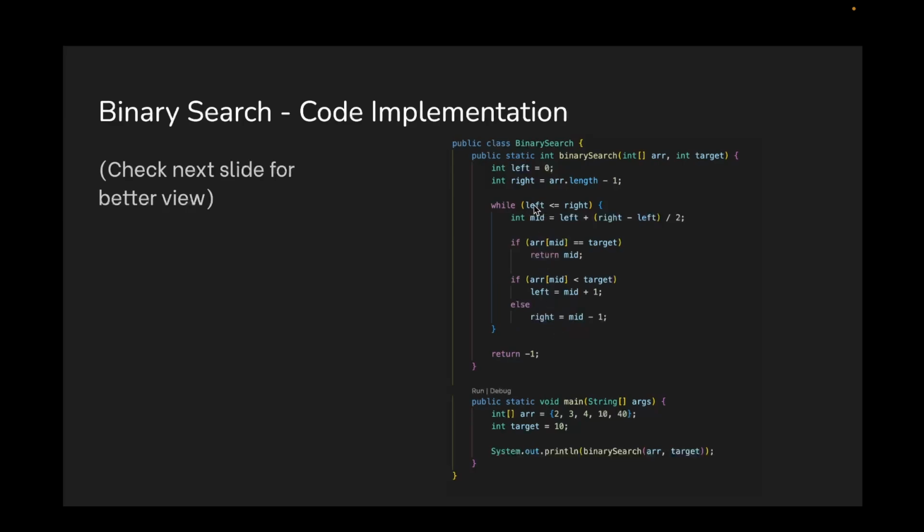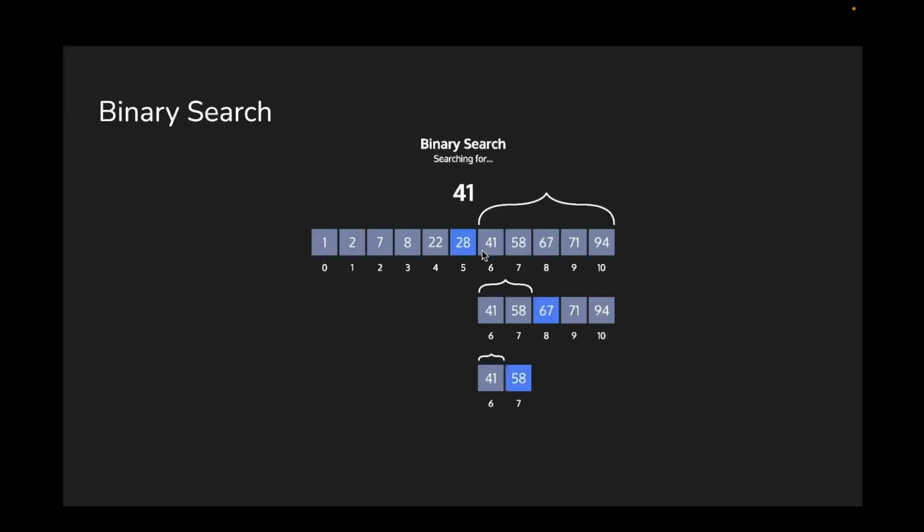So we check while left is less than or equal to right, because if left is greater than right, that means that the index on this side is going to be past the index on that side. That means we've incremented it beyond a certain point.